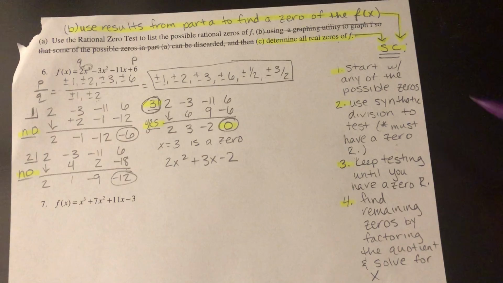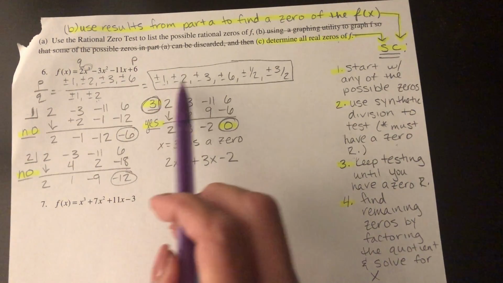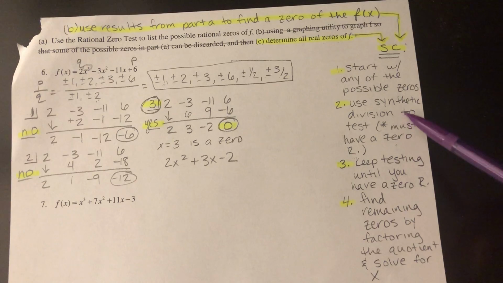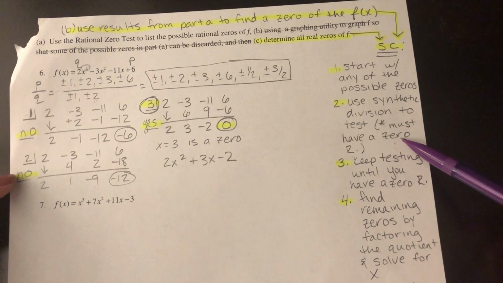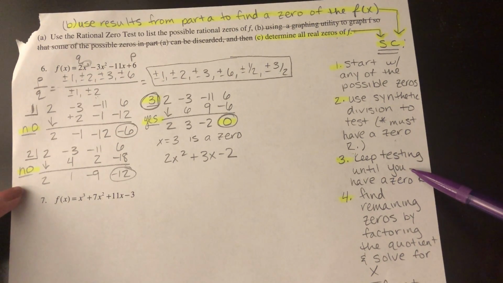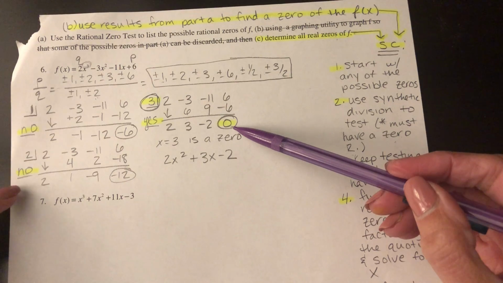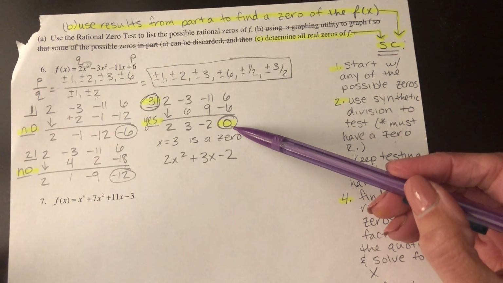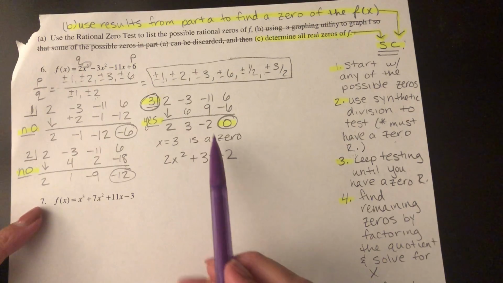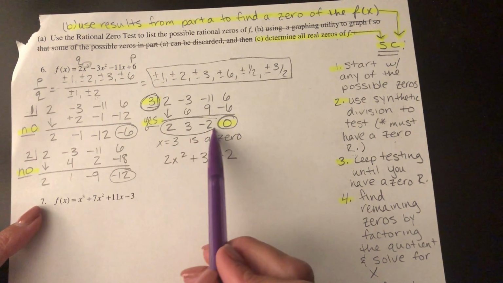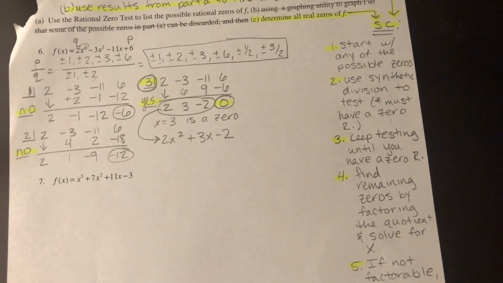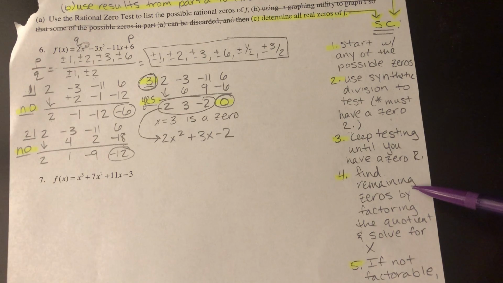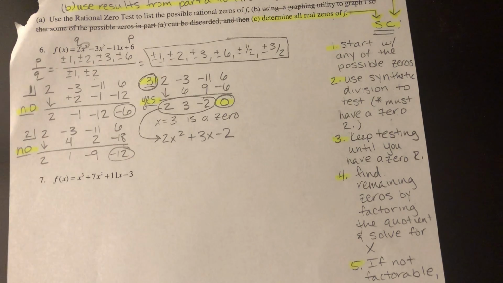So let's just recap here. We started by listing all the possible zeros, and then we're using our synthetic division to test them all until we find a 0 remainder. So you have to keep testing until you come to one that has a 0 remainder. Once you find one, now you can take the quotient. So this is my quotient, and I'm going to factor it. We're going to find the remaining zeros by factoring the quotient, and then finally solving for x.